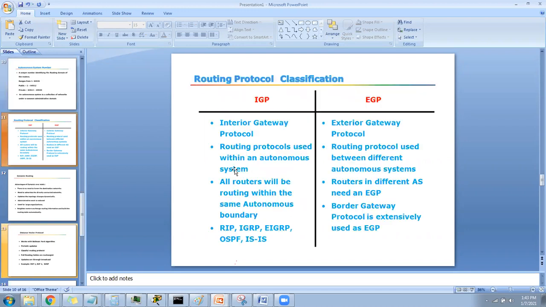Next, routing classification, IGP and EGP. Interior gateway protocol is a routing protocol used within an autonomous system, while exterior gateway protocol is routing between autonomous systems. IGP routes within the same autonomous boundaries, while EGP routes between different ASes. Examples of IGP: RIP, IGRP, EIGRP, OSPF, IS-IS. In EGP there is only one, BGP, Border Gateway Protocol.